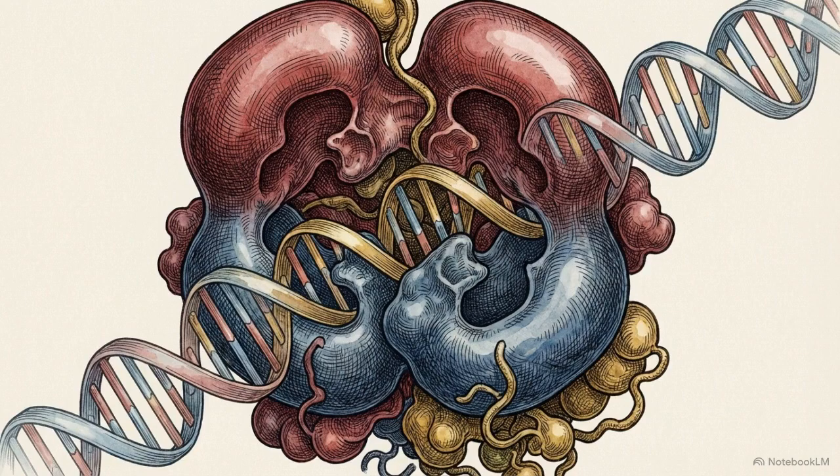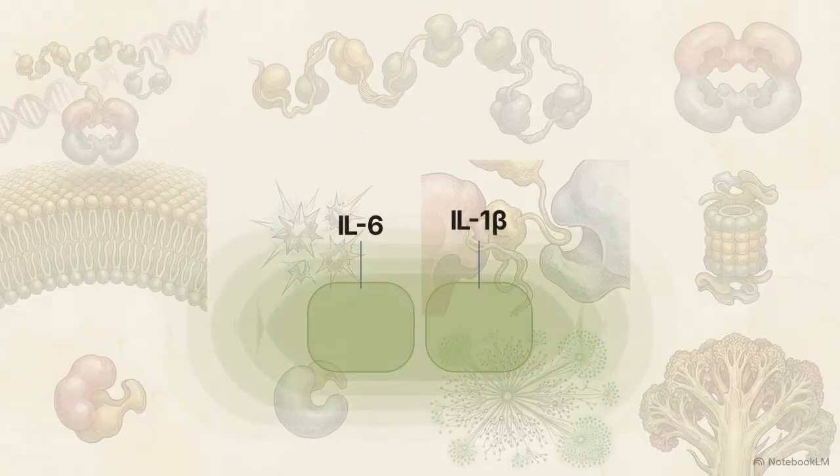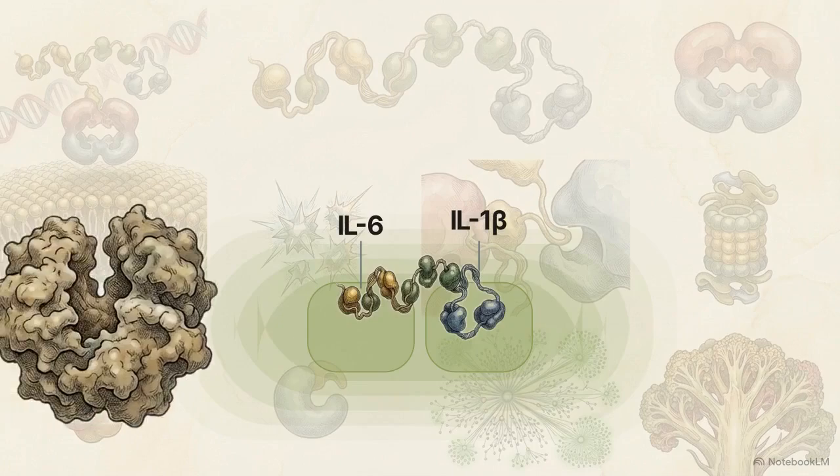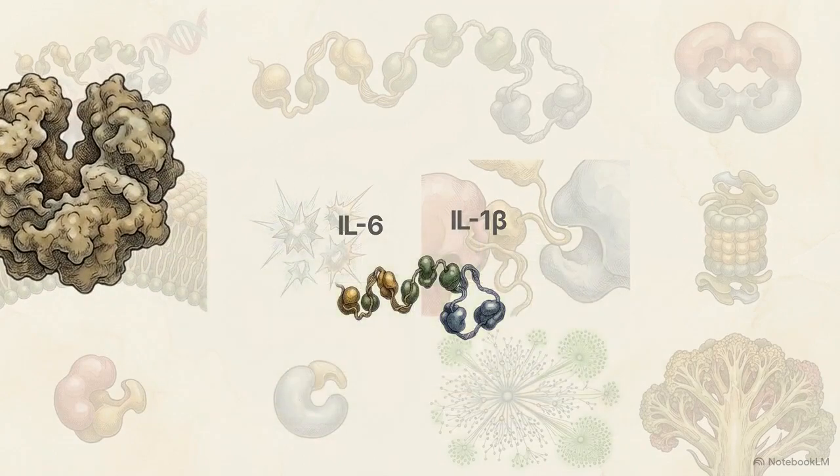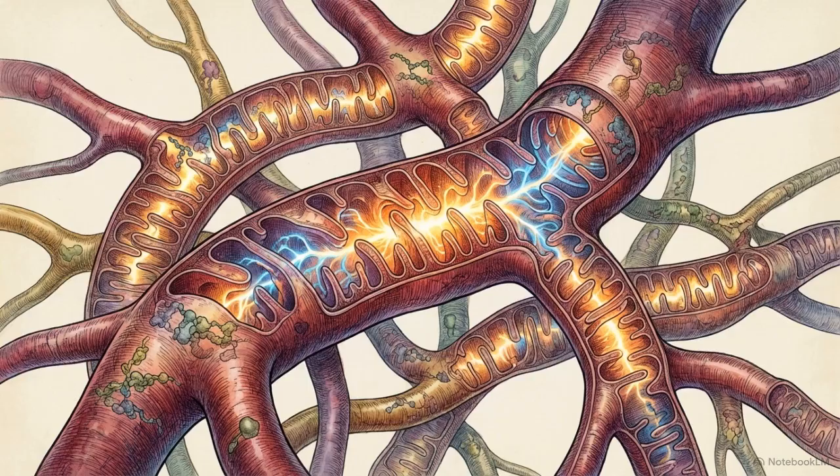Beyond activating genes, NRF2 can repress them. It physically binds to the promoter proximal regions of the IL-6 and IL-1 beta genes, structurally obstructing RNA polymerase II to silence the transcription of these pro-inflammatory cytokines. For long-term structural maintenance, NRF2 upregulates nuclear respiratory factor 1, which subsequently transcribes mitochondrial transcription factors to drive biogenesis.